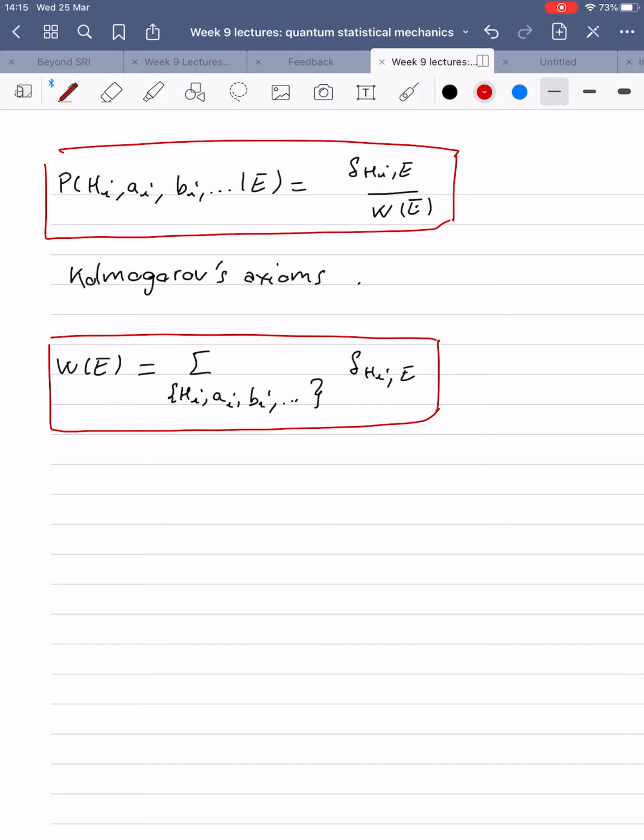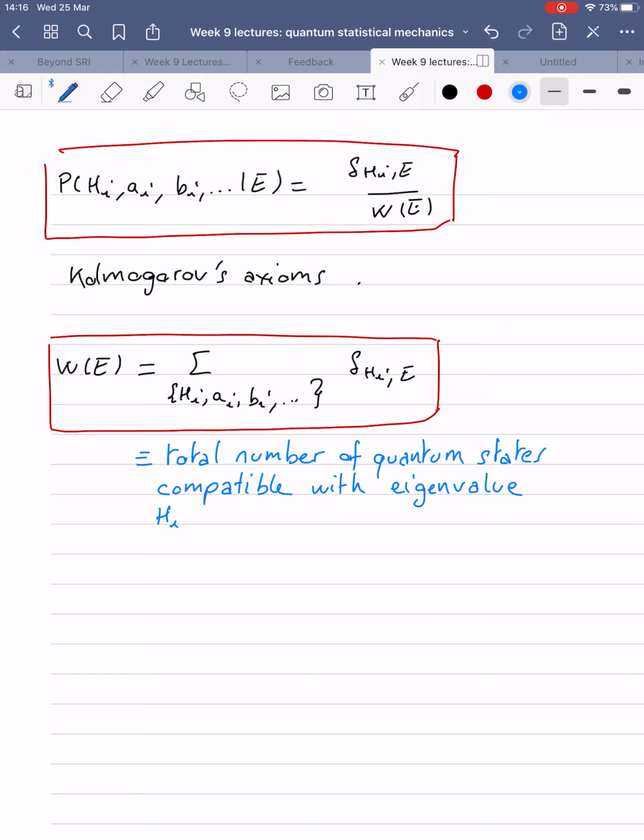Now, what does that actually mean? That's an interesting bit we want to know: what this quantity represents. This thing is a sum over all possible measurable states for the system I'm interested in, and this bit here ensures that these states are at energy E. So at the end of the day, this is the total number of quantum states compatible with eigenvalue H_i equal to E.